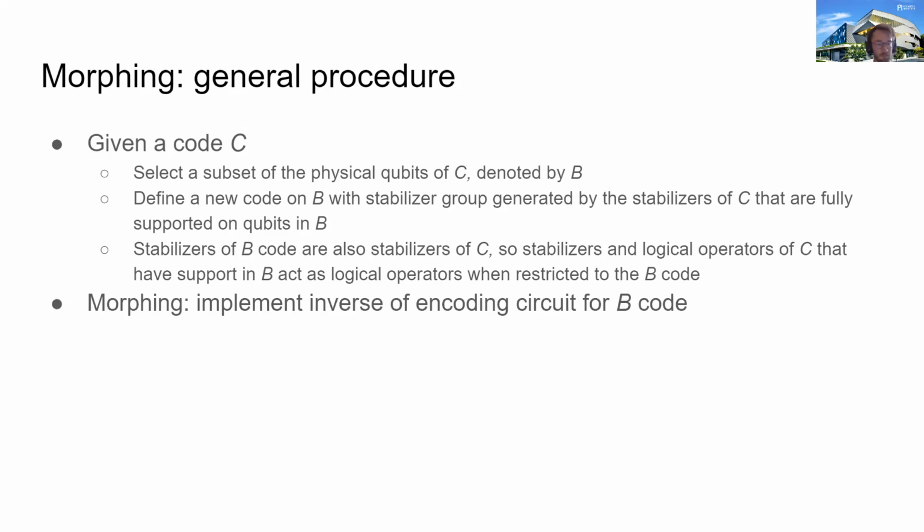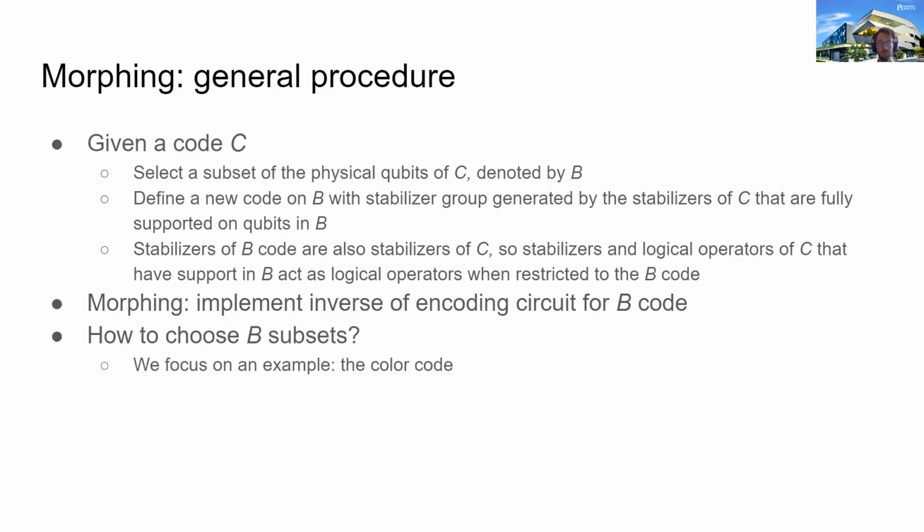And as I said, to do this morphing procedure, we just implement the inverse of the encoding circuit for the B code. So this is the general procedure. And the question is, how do we choose these B subsets? What I'm going to tell you about today is an example, and the example we looked at is the color code.